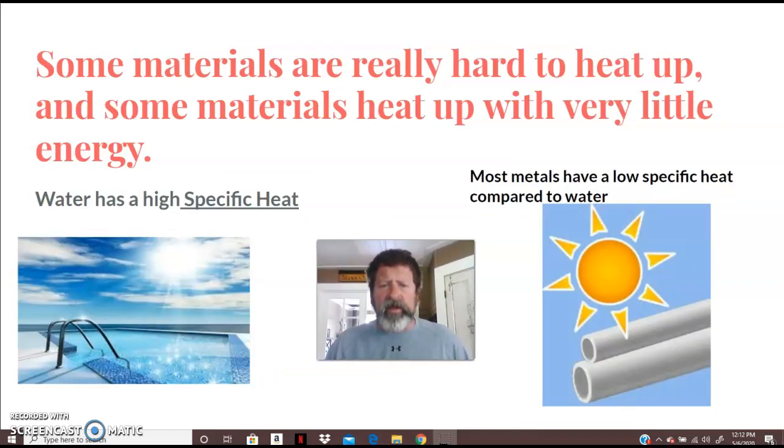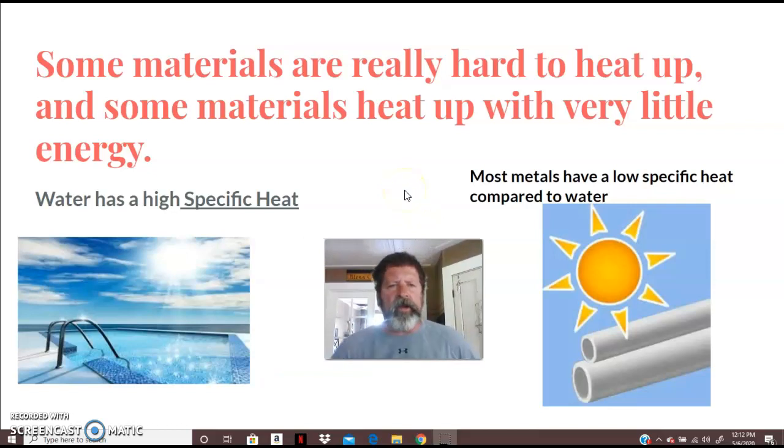Some materials are really, really hard to heat up, and they're said to have a high specific heat. It takes an awful lot of energy to heat them up, a lot of energy to heat water up, for example. And then most metals have a very low specific heat. They heat up super quickly.